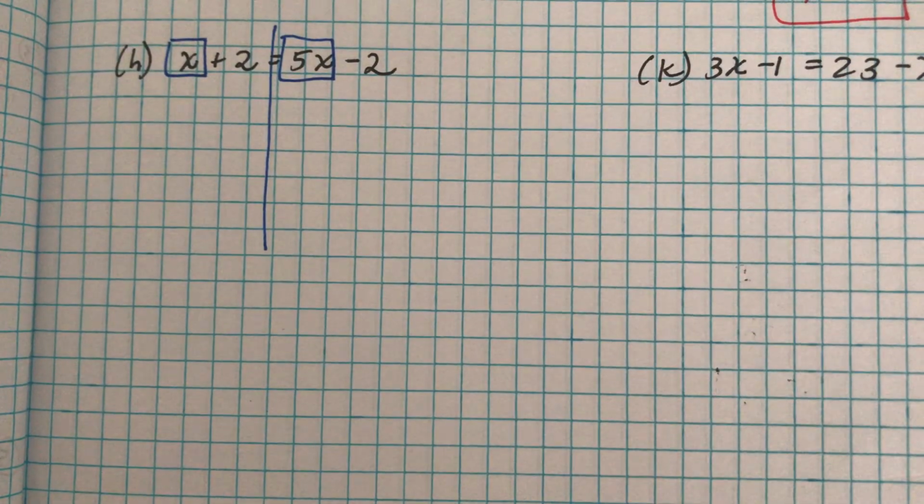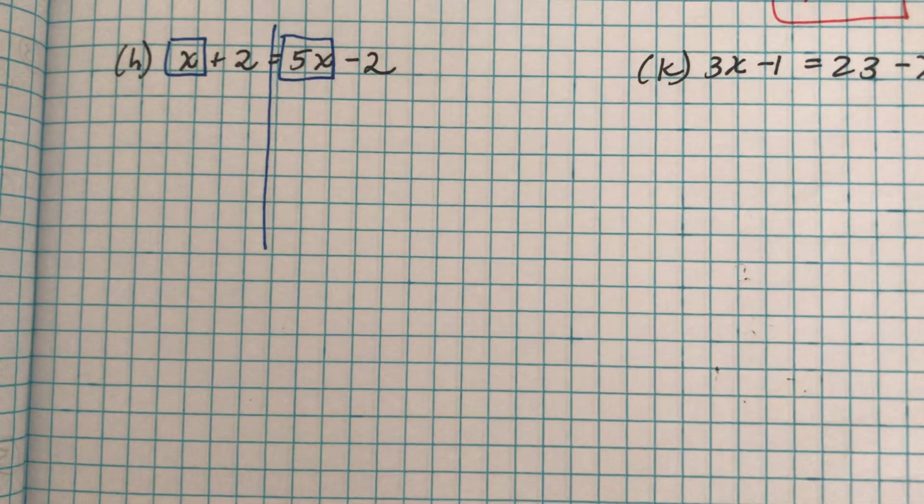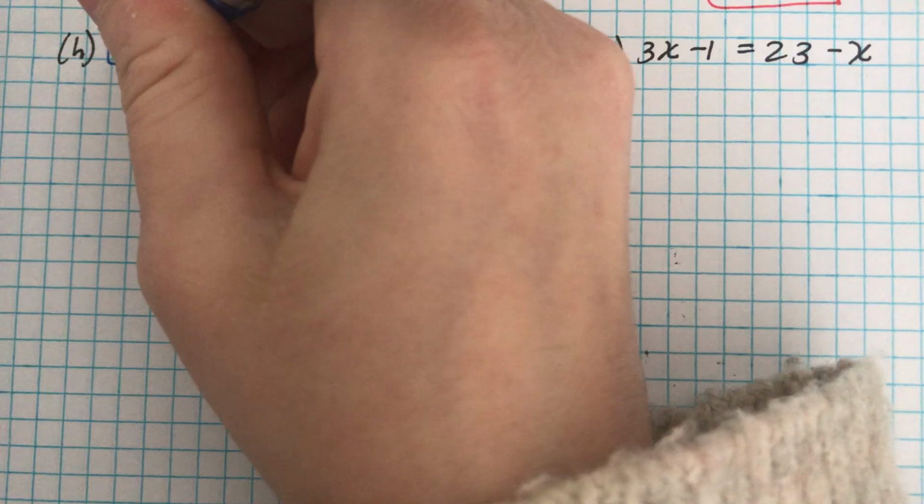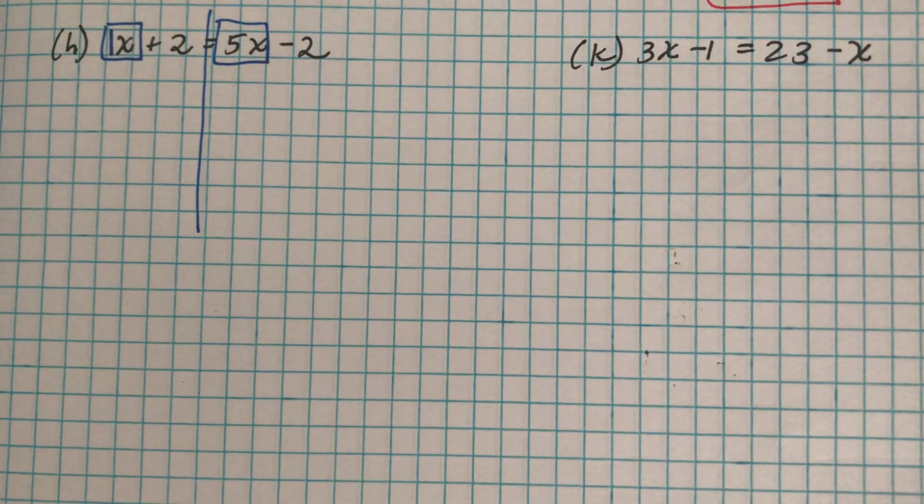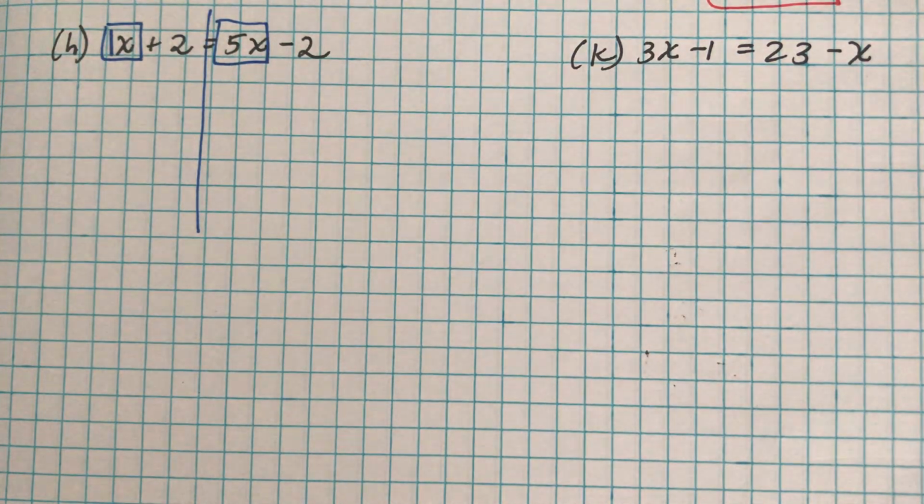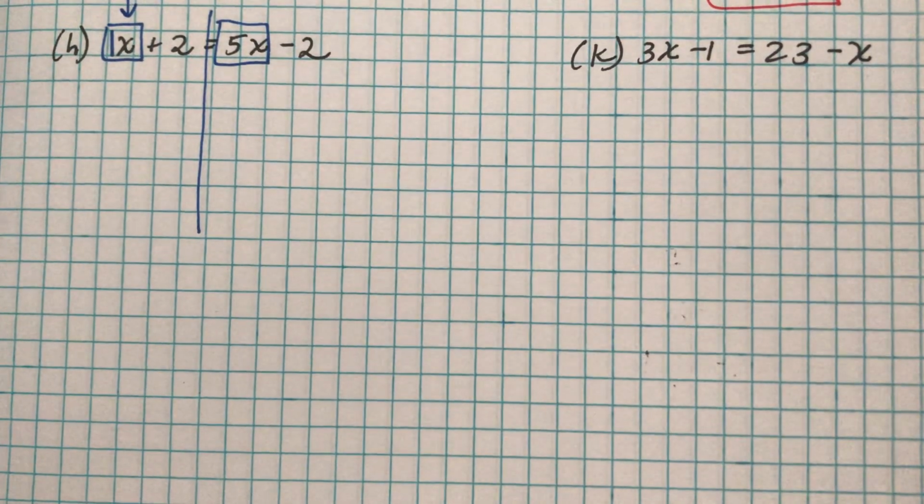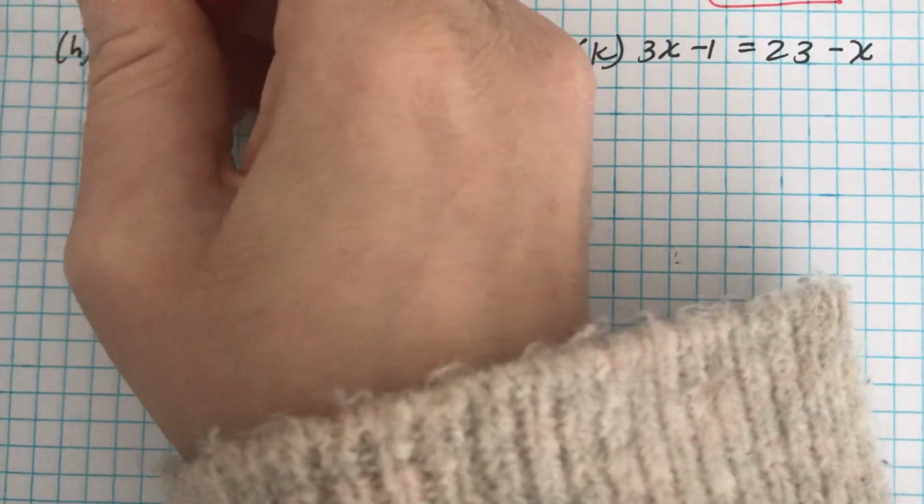So this time we have more x on the right side than we do on the left side, and on the left side this x actually means that we have 1x. Okay, so I want to get rid of the x on the left side this time. I just like to keep things positive. That's why I choose to get rid of the smaller number of x's. So what I'm going to do is just take away x from the left side.